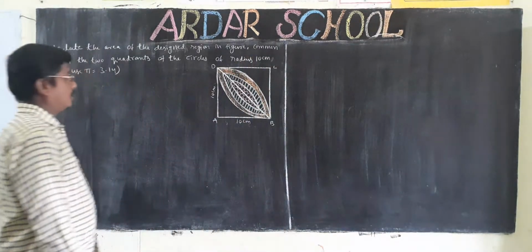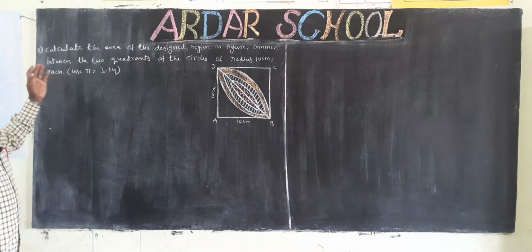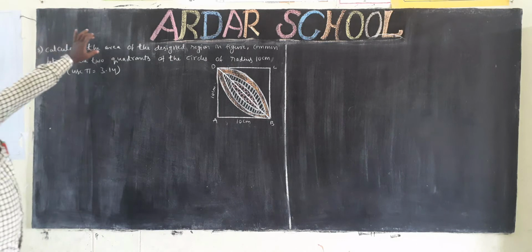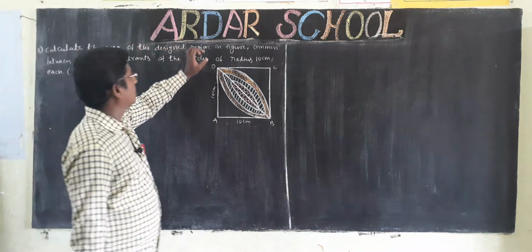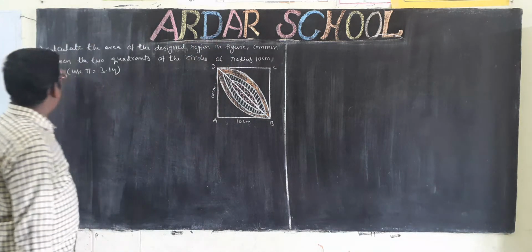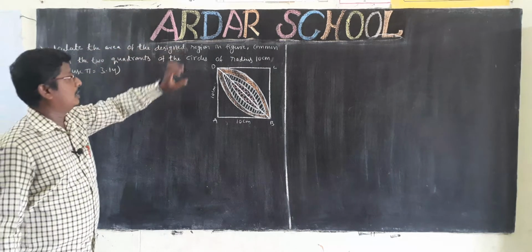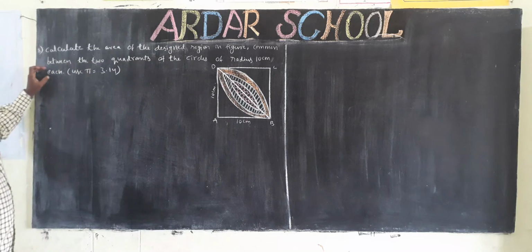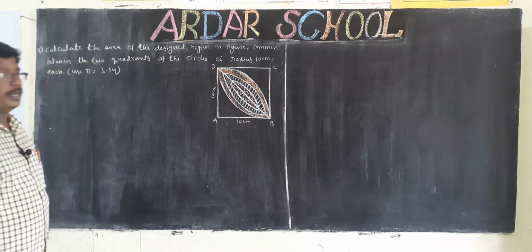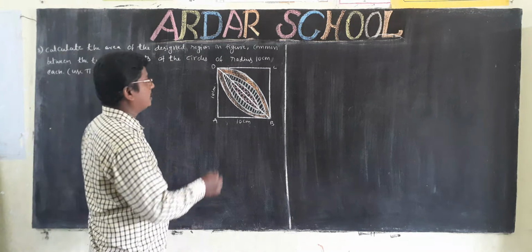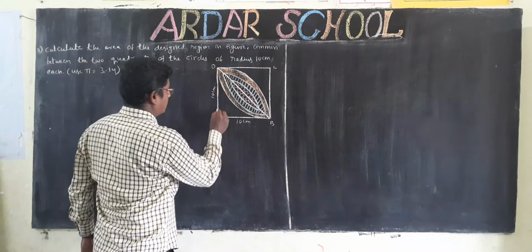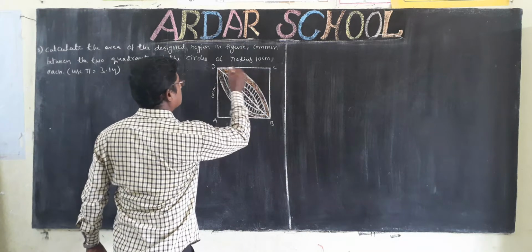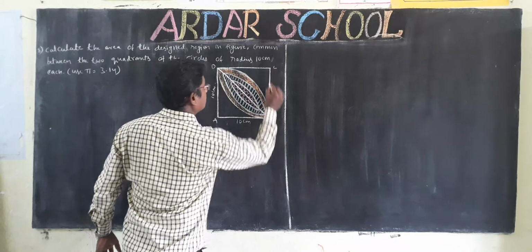Okay, this is the 8th sum. This is the last sum of exercise 9.3. Listen carefully. Calculate the area of the designed region in the figure common between the two quadrants of a circle of radius 10 centimeters each. Use pi is equal to 3.14. Here two quadrants are there. This is one quadrant. This is another quadrant.